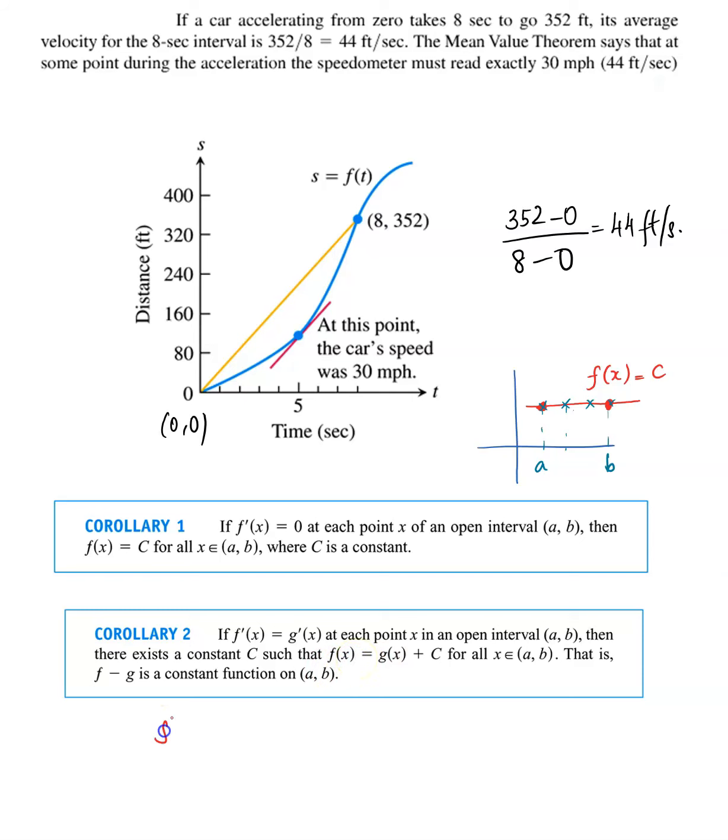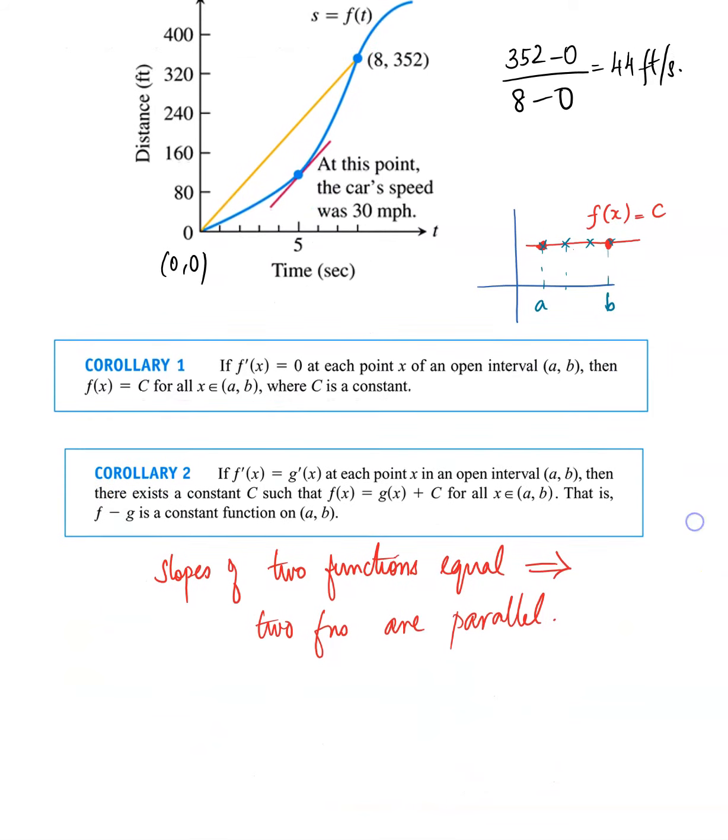Okay? So slopes of two functions equal implies the two functions are parallel. How do we know two lines are parallel? If we want the two lines to be parallel, they'll be separated. They should be a little apart from each other, right? And so f of x will be g of x plus some constant. That constant separates them. It shifts them away from each other.